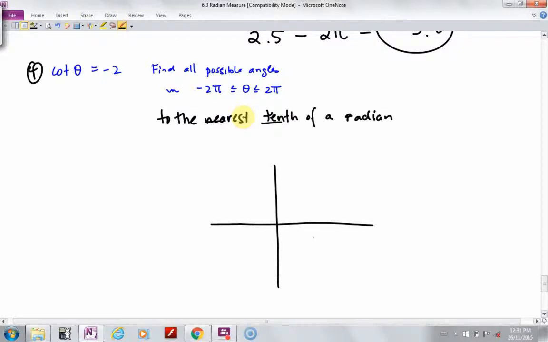Okay? So what is cotan theta equals negative 2? What does that tell me? What's the first thing you think of when you see cotan? Tan, right? So if cotan theta is negative 2, then tan theta is? Negative 1 over 2. Okay? And if tan is negative, which quadrants are we talking about? 2 and 4. Good. So we're in quadrant 2 and quadrant 4.